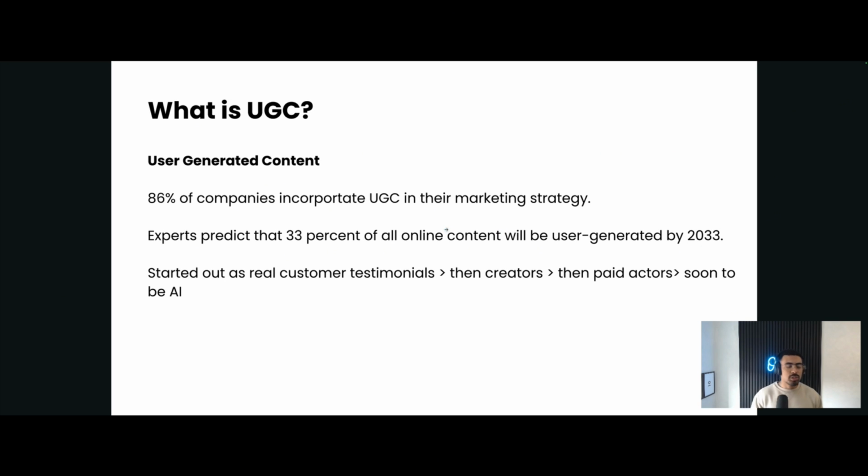So what is UGC? First of all, it's a type of creative, obviously. It stands for user-generated content. Now, 86% of companies are incorporating UGC into their marketing strategy right now. And experts predict that by 2033, 33% of all online content, not just ads, is going to be user-generated. Okay. Now, why is that important, and what actually is user-generated content?